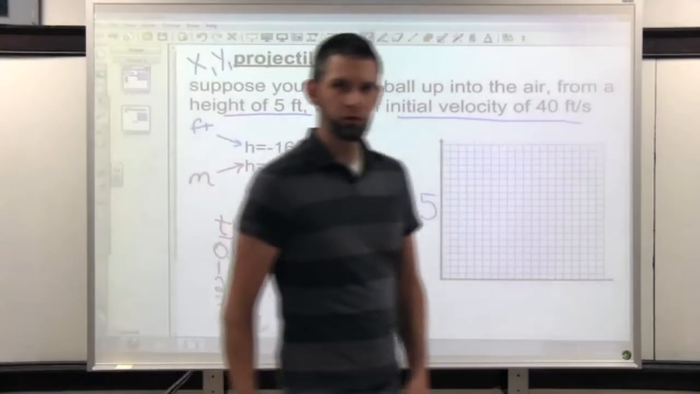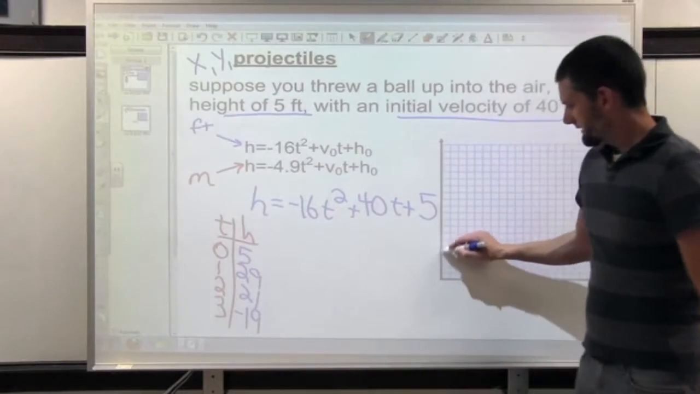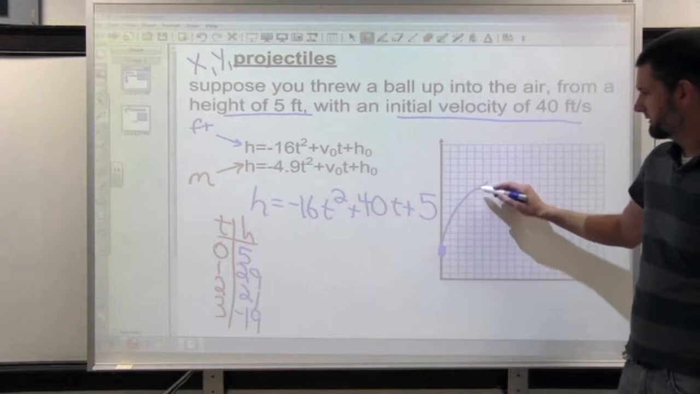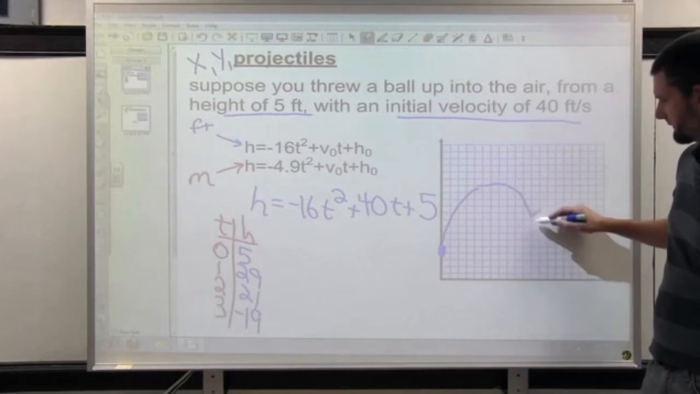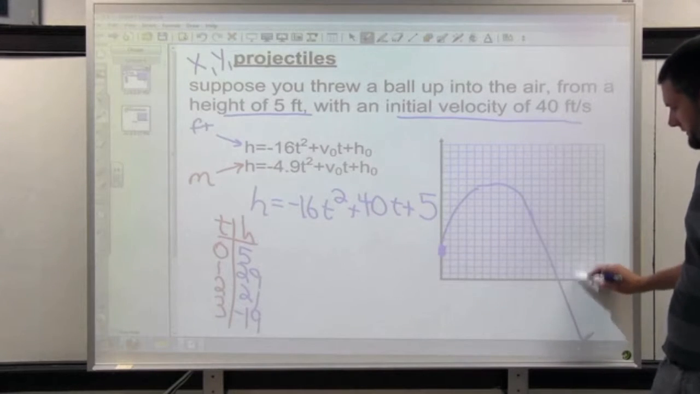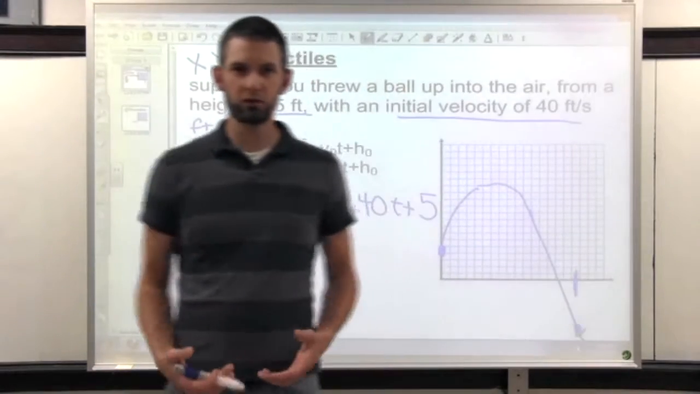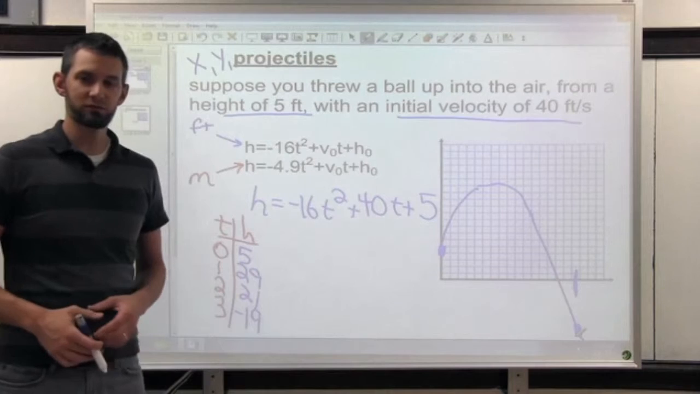Why? Well, if you graph these, that object starts at 5 feet high, goes up to 29, down to 21, and then by 3 seconds, it's at -19. That means it's already hit the ground, and that last value actually doesn't make sense.